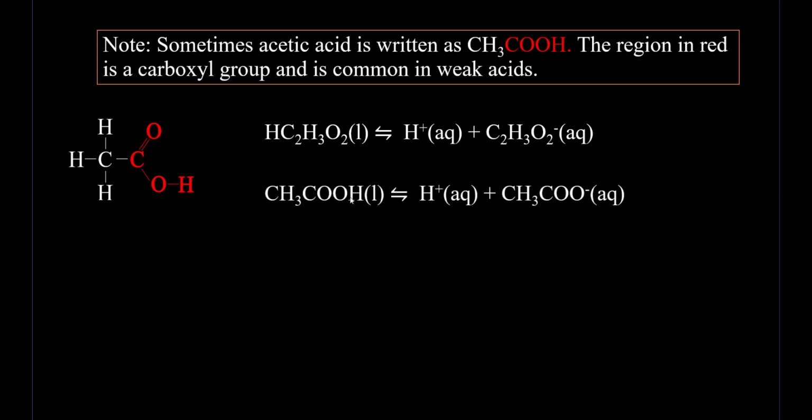So to indicate that, often you'll see it written like this. This is the same thing. Notice there's 2 carbons here, 3 hydrogens, the 2 oxygens, and this acidic hydrogen off to the side. But the way it's written is different. I like this way of writing it at first for students because they clearly see there's a single hydrogen that's going to be donated. But this way here shows you a little bit more of the structure.